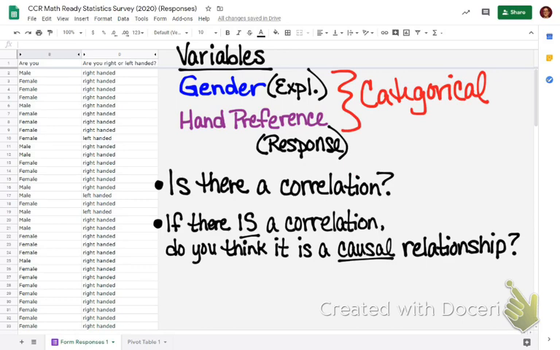So take just a moment, and on your own, I want you to try to answer these 2 questions for yourself. Do you believe that there's a correlation, an association between gender and hand preference? And then also answer for yourself that if we do find that there is a correlation, an association, or a relationship between gender and hand preference, do you think this is a causal relationship? We'll make sure to come back and answer those 2 questions definitively after we have been able to compare this data.